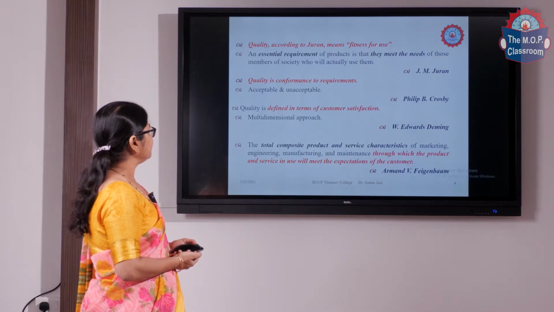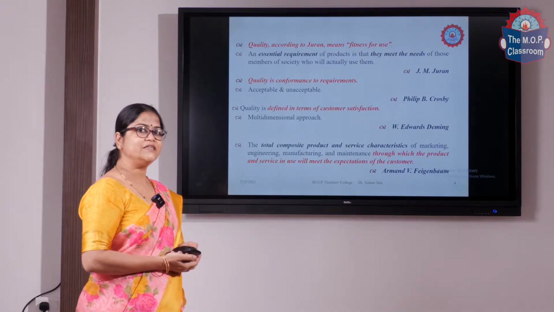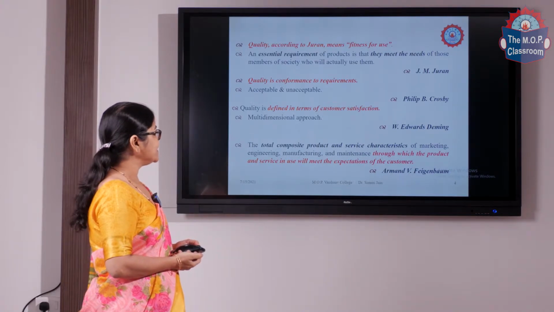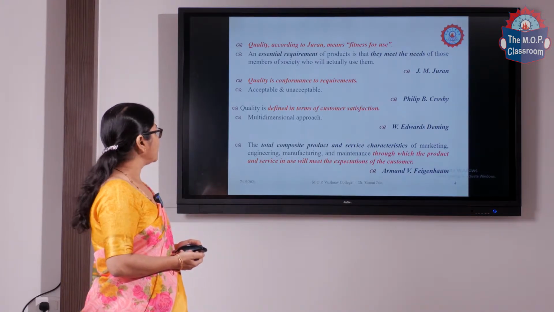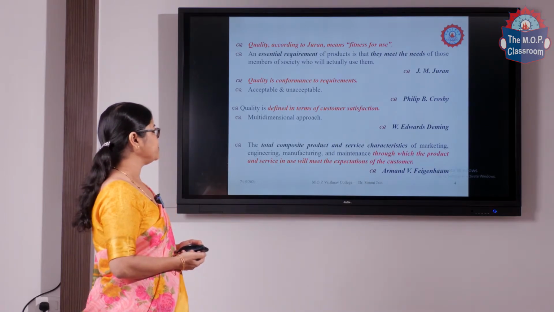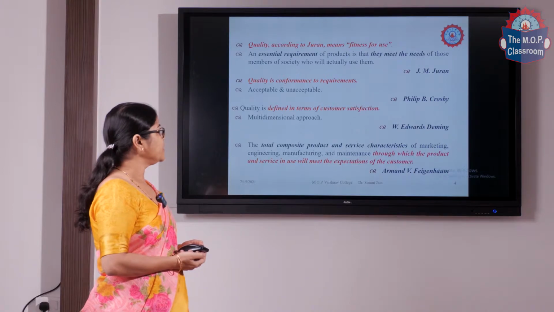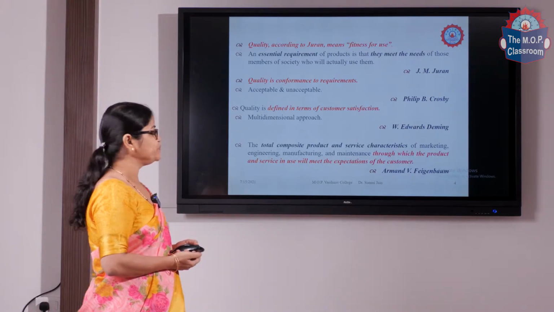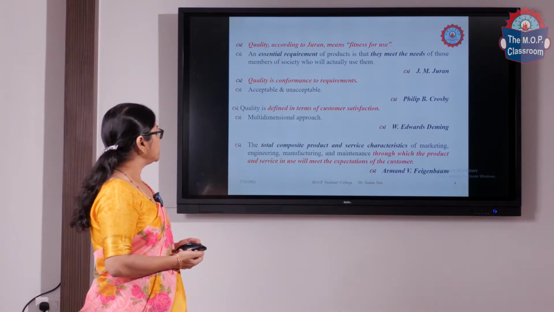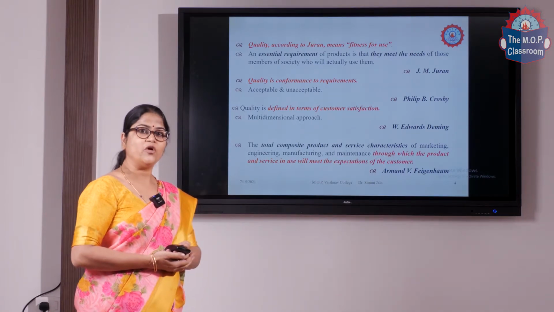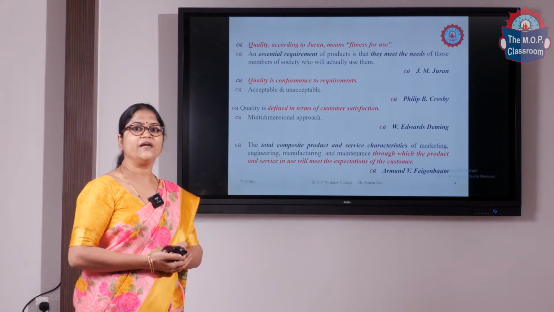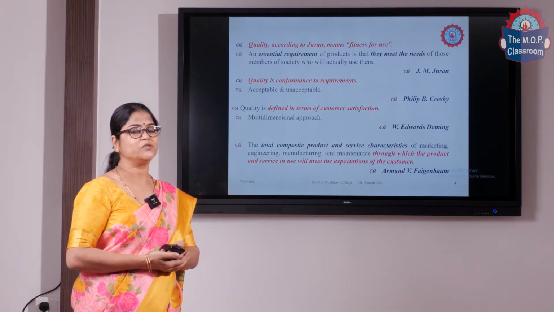Juran defines quality as fitness for use. An essential requirement of the product is that they meet the needs of those members of society who will actually use them. Philip B. Crosby defines quality as conformance to requirements. Those quality parameters which fall into the acceptability range are acceptable, whereas those which do not conform to the requirements are unacceptable.